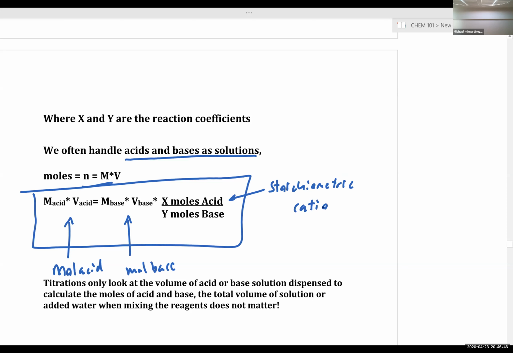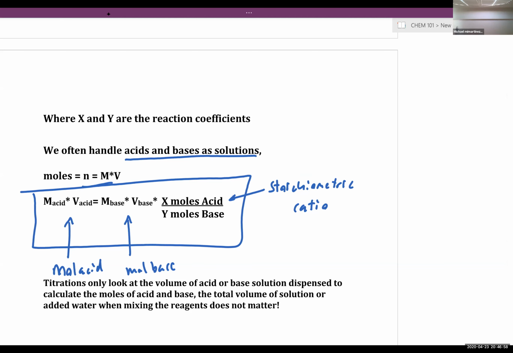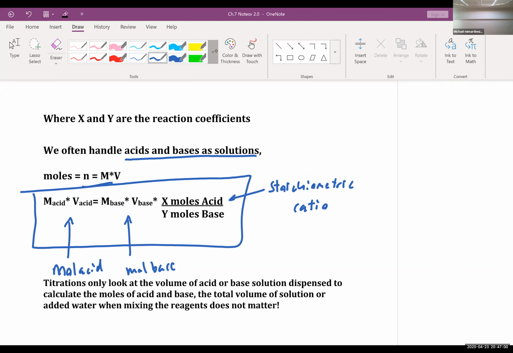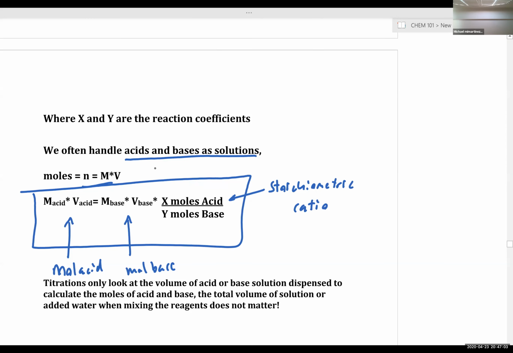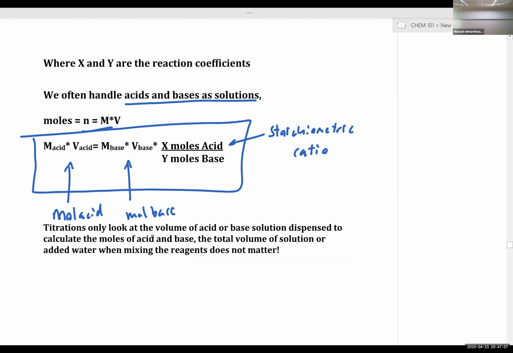The reason why we wrote this in terms of volume is because we often handle acids and bases as solutions. We don't handle neat 100% pure hydrochloric acid because that would be a little difficult since it's a gas. Okay, so the key thing I want you to keep in mind is titrations only look at the volume of acid or base solution dispensed to calculate the moles of acid and base. The total volume of the solution or the added water does not matter, right?